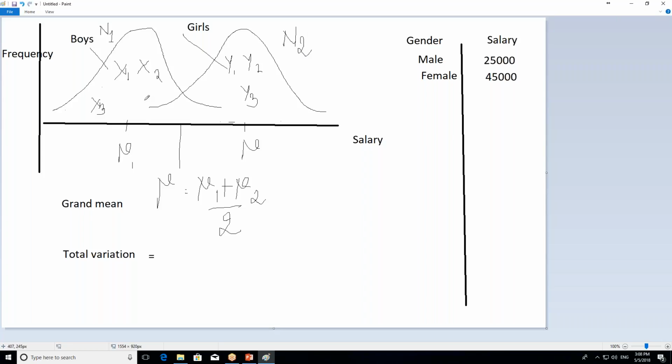So what will be my total variation? Total variation will be the sum for i equal to 1 to n1 of (xi minus the grand mean mu) squared, and then the second will be the sum for i equal to 1 to n2 of (yi minus mu) squared.